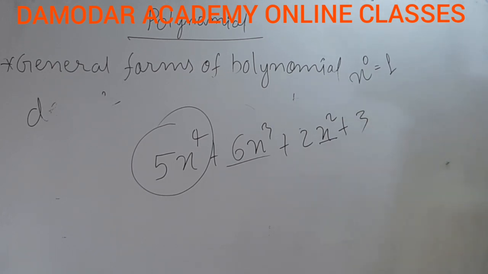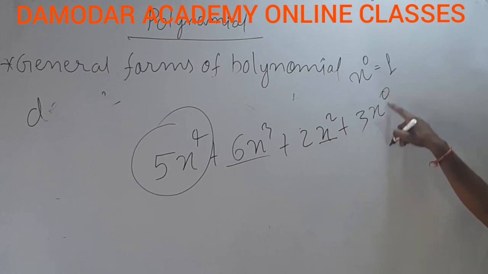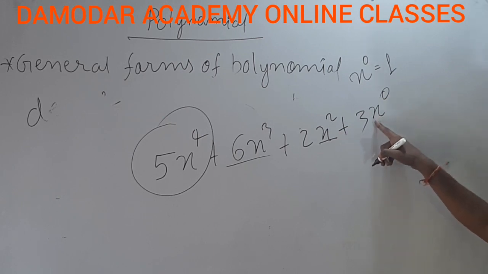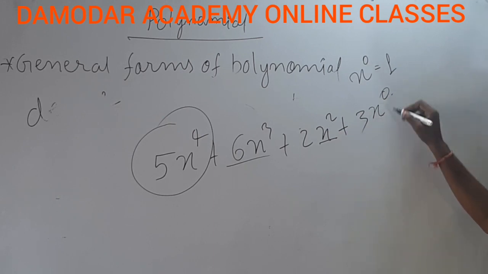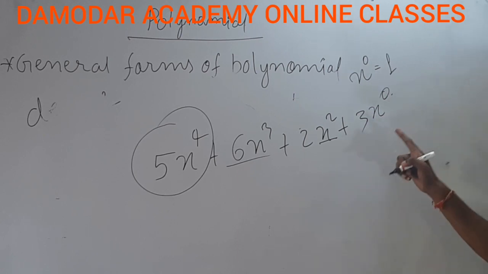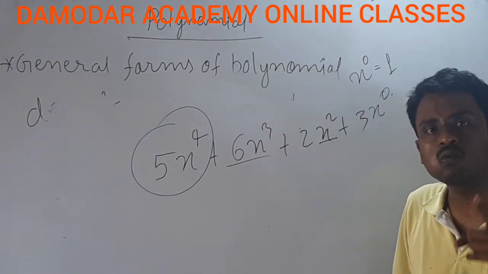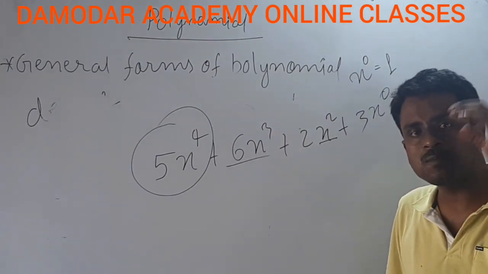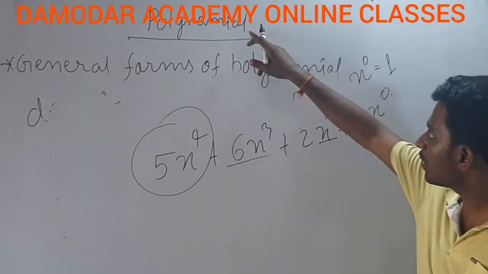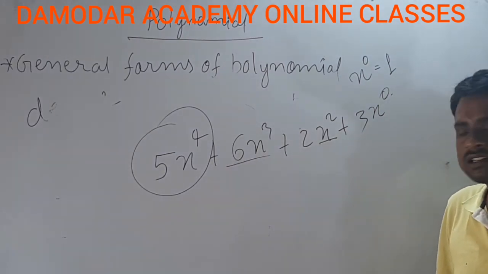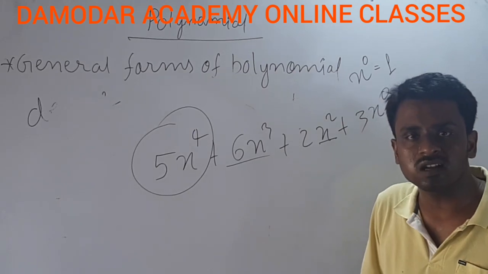The next term is 3. 3 can be written in the form of 3x raised to power 0. And it will satisfy the condition because in the case of 3x raised to power 0, x is the variable whose power is 0 and 0 is a whole number. That means every term of this algebraic expression satisfies the condition of a polynomial. And what is the condition of a polynomial? The condition is that the power of a term is always a whole number, and this expression satisfies that. That means this given expression is a polynomial. Okay?